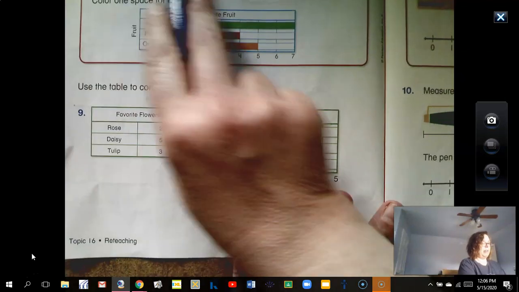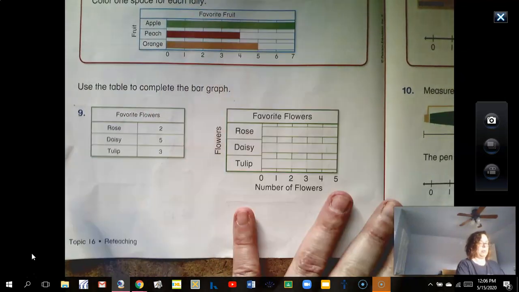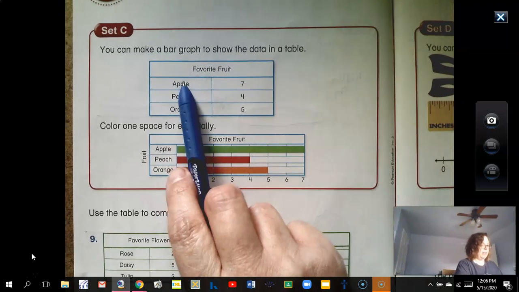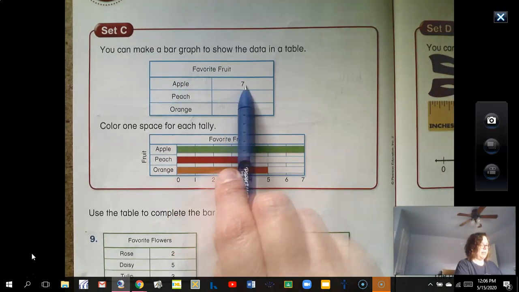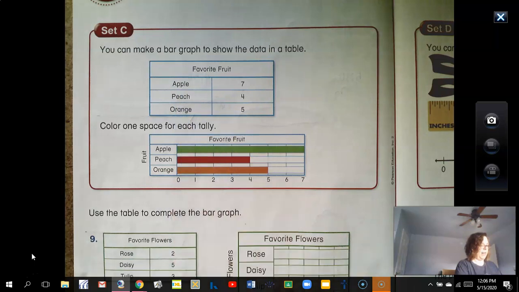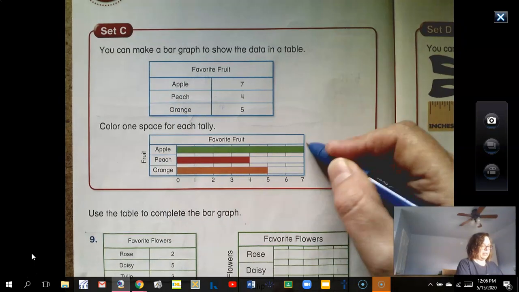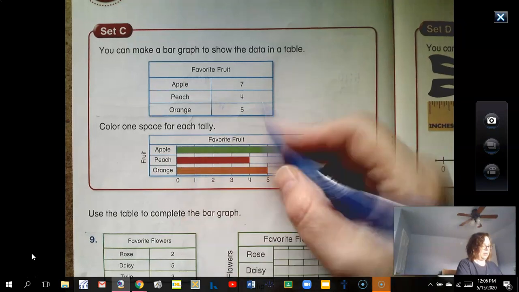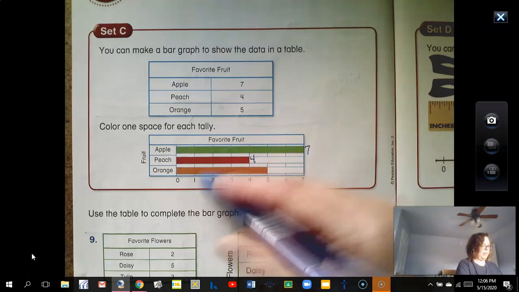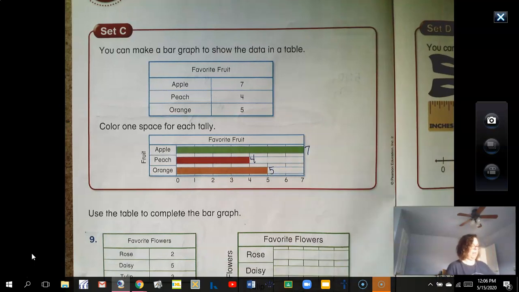Inside, you can make a bar graph to show the data in a table. So we're going to do a bar graph. Oh, I'm sorry, guys. So we have favorite fruit, apple 7, peach 4, orange 5. So then they filled this out. It went to 7, peach, the bar went to 4, and orange, the bar went to 5.